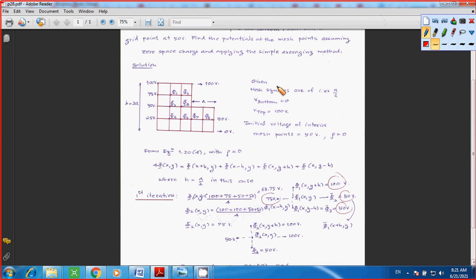Same as phi 2. That's going to be what? Phi 1 plus 50, right? Plus phi 5. This is your phi 2. Phi 2 going to be equal to 100 plus phi 1 plus phi 4 plus 100. And your phi 4 equal to 50 volts. You have phi 2 equal to 75 volts.